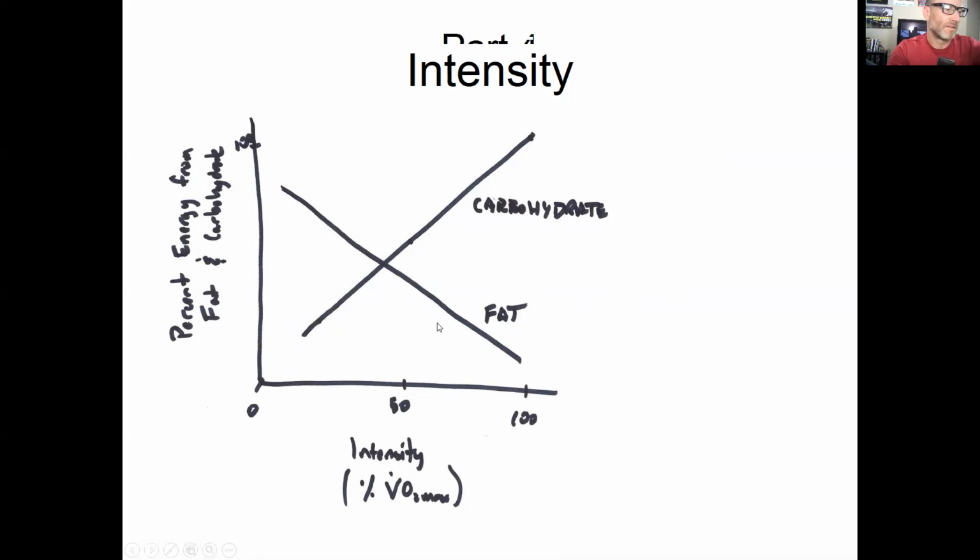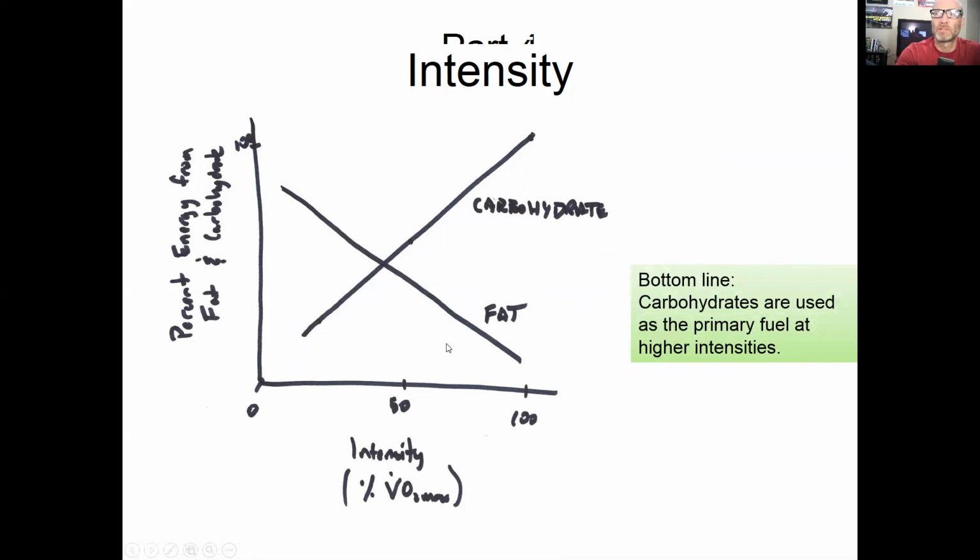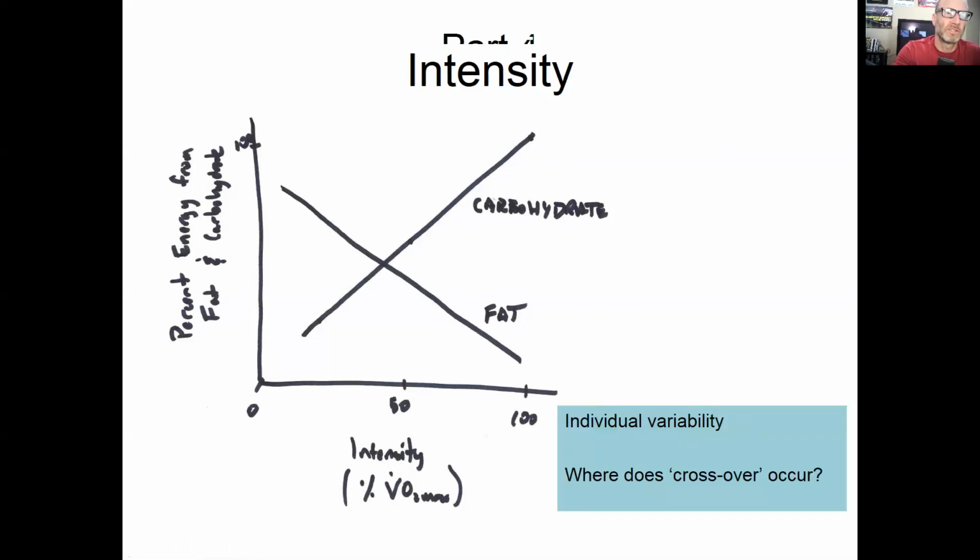Why? Because fats are readily available in the body, and you don't need to replenish them during exercise. But the bottom line is carbohydrates are used as the primary fuel at higher intensities. Trying to figure out where this crossover between relying on fats versus carbohydrates occurs is an interesting phenomenon. It is interesting to see whether or not you can train to push that point to higher intensities. This is something that's very contemporary and being talked about.